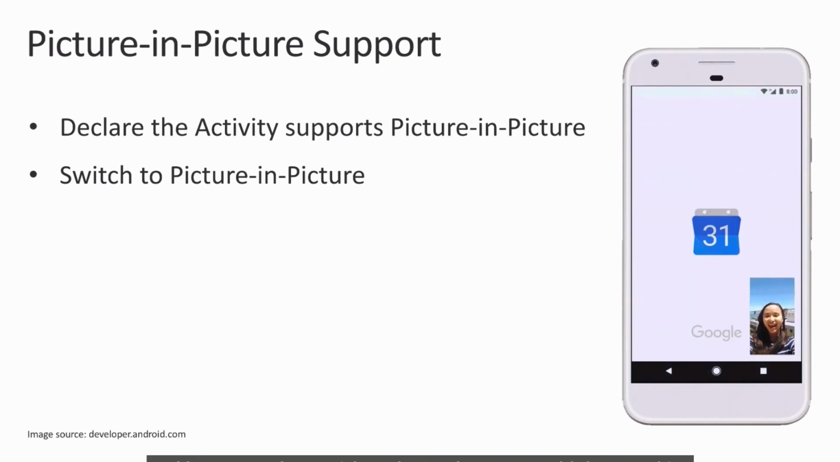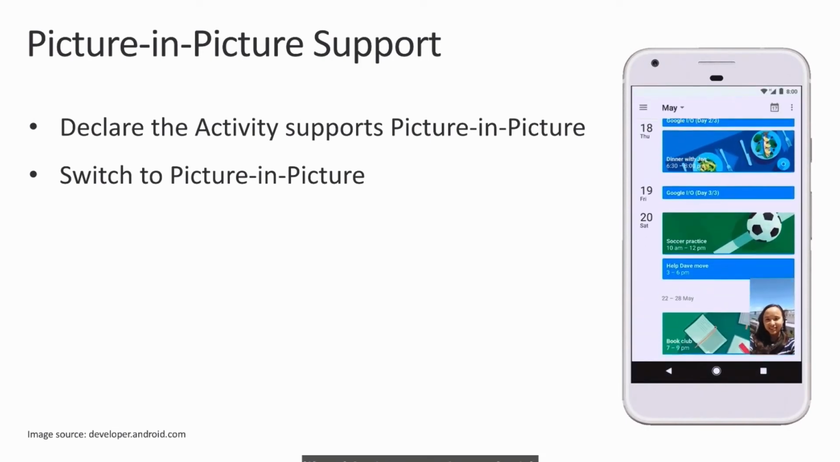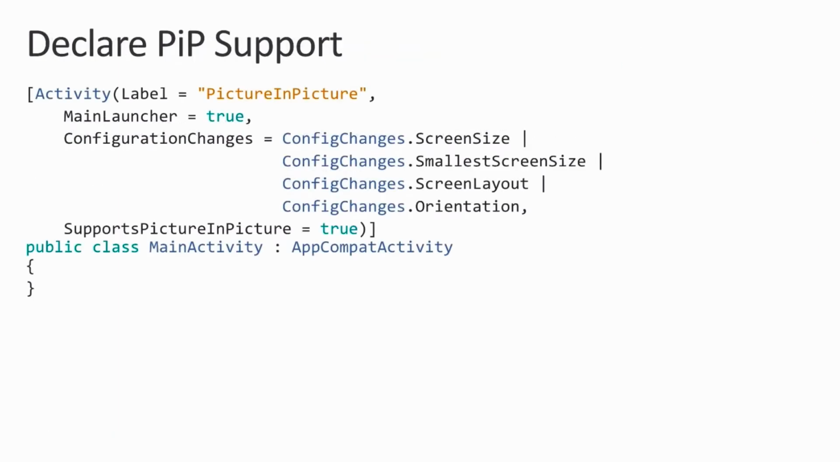And let's now take a quick peek at how we would do something like this in Xamarin Android. Well, the first thing, as we said, is that the activity itself must declare picture-in-picture support. As we can see here, the main activity inherits from AppCompatActivity, and the activity attribute itself has a new property called SupportsPictureInPicture, which gets set to true or false. And that is really, as a bare minimum, all you need to do to declare picture-in-picture support for a given activity.